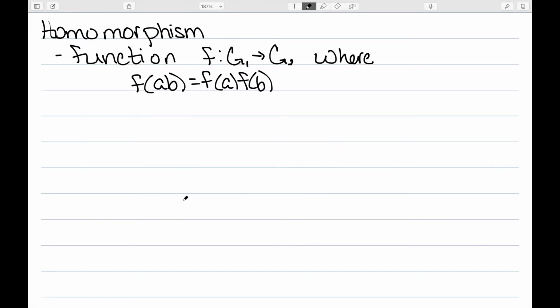A homomorphism is a function that's not necessarily bijective, that has the property f(AB) equal to f(A) f(B). So we still need the same identity that an isomorphism has, but we no longer require it to be bijective. It may be either injective or surjective or neither. In addition, an isomorphism is a special case of a homomorphism. It is a bijective homomorphism.